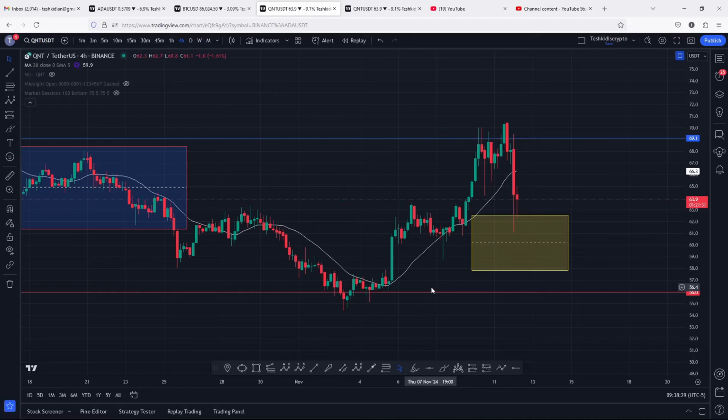QNT at the time of this recording continues to see a breakdown move after getting rejected at our key area of resistance that lies above the $69.1, and at the time of this recording we have now lost the 20-day MA here on the 4-hour chart, flipping it back into resistance.